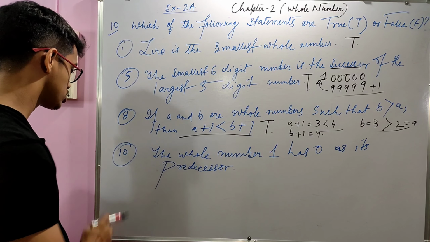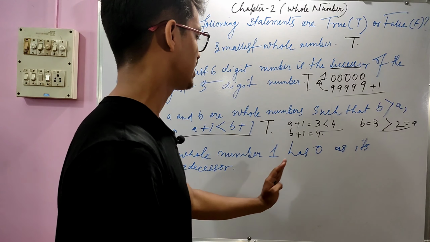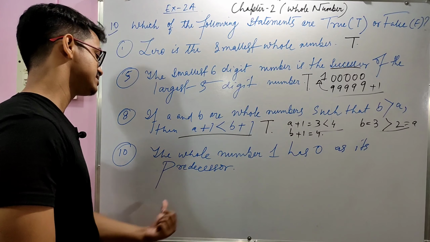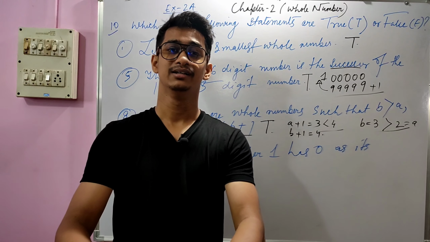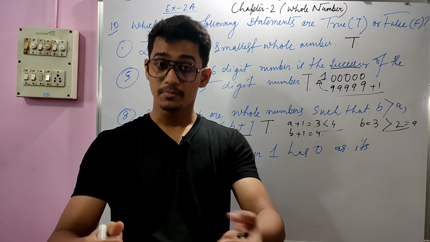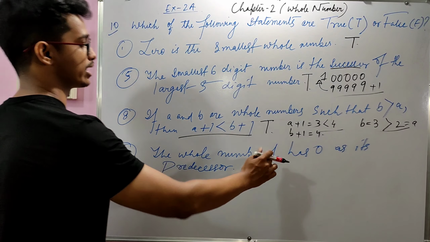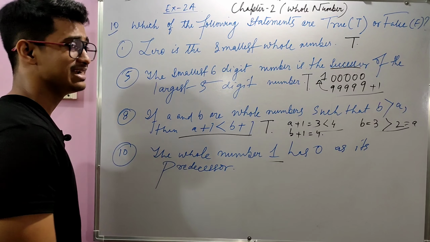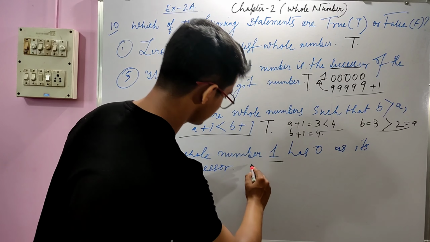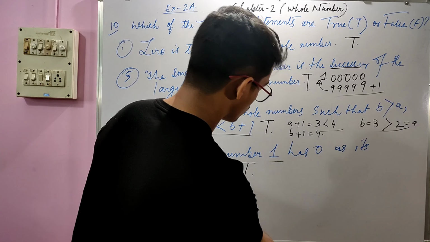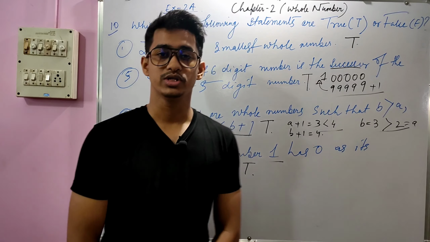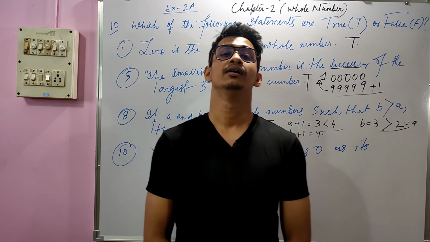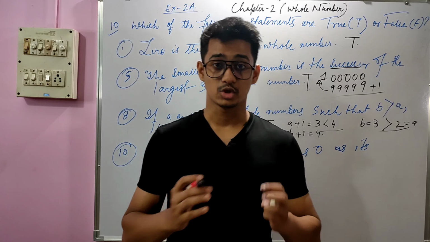Last but not the least, question number 10: the whole number 1 has 0 as its predecessor. What do you mean by predecessor? The previous number. So the whole number 1 has 0 as its predecessor. Is it true or false? Definitely it is true. So these are all the questions that I have solved in exercise 2A.